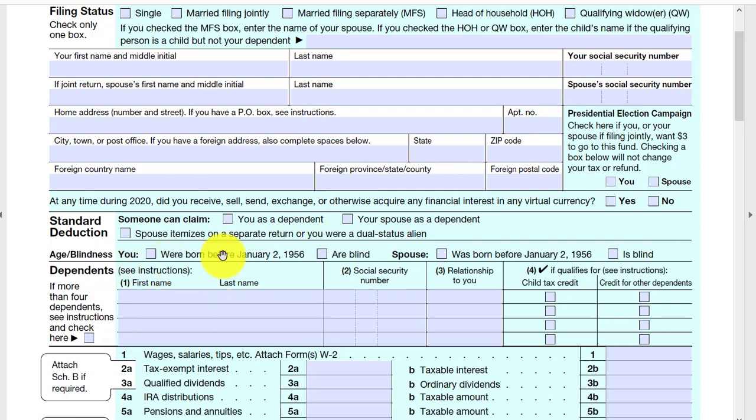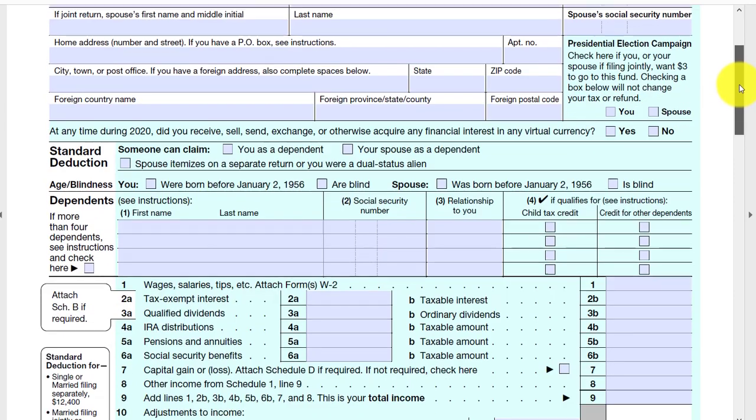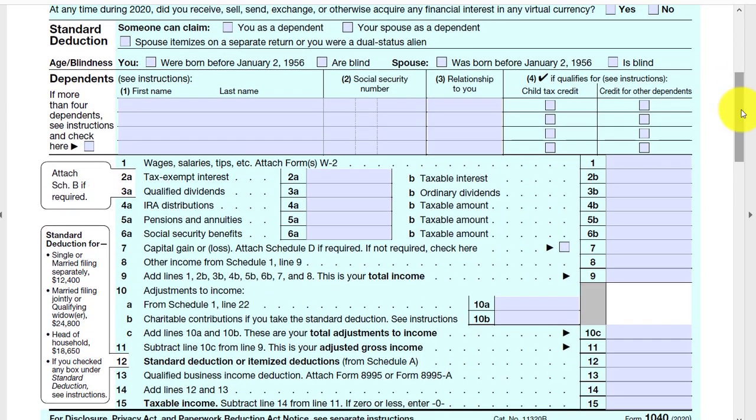Whether you are, and we'll find out why all of this goes on here a little bit later, whether you are blind or you are older or over 65, and then dependents, those who you support, that sort of thing. And then, like we talked about in the slides, your wage income goes on line 1, interest goes here.